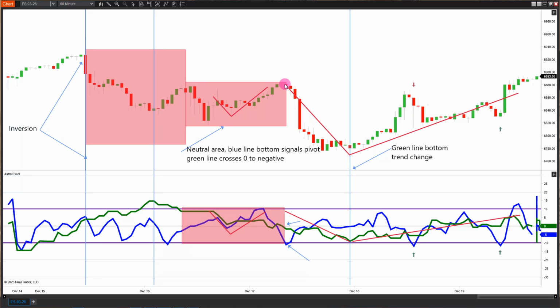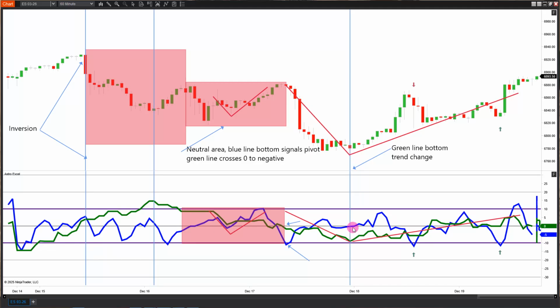The market peaks here then as the blue line bottoms and the green line crosses down below 0. We get the pivot high, and the market starts to track down with the green line. Green line bottoms, market bottoms. Notice how we're flatlining here. We get this flat consolidation at the lows.